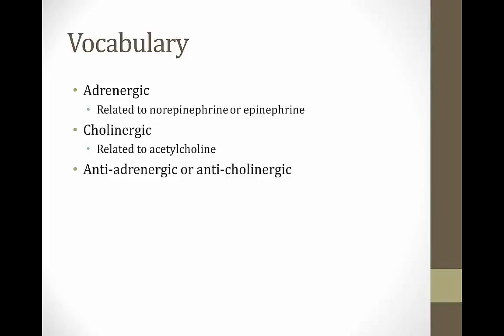Before we go any further, let me just review a little vocabulary. When we say something is adrenergic, we mean it's related to norepinephrine or epinephrine. So there are adrenergic drugs, and these work on norepinephrine or epinephrine receptors. When we say something is cholinergic, we mean it's related to acetylcholine. So there are cholinergic drugs that work on either muscarinic or nicotinic receptors. And then sometimes we say something is antiadrenergic or anticholinergic, and that means it's a blocker of norepinephrine or epinephrine receptors, or in the case of anticholinergic, it blocks acetylcholine. So make sure you understand that nomenclature as we go forward.